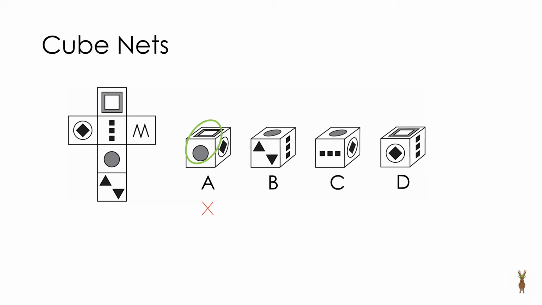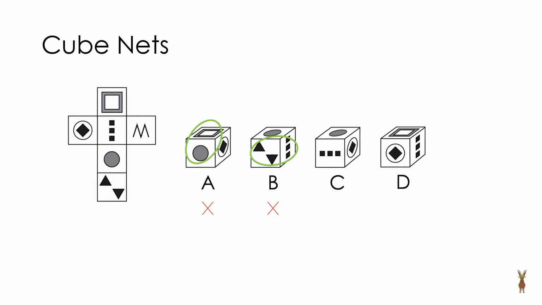Considering option B, we see that the black triangles are 2 faces apart from the 3 black squares on the net. So option B cannot be correct, as they must remain 2 faces apart when the net is folded to make the cube.